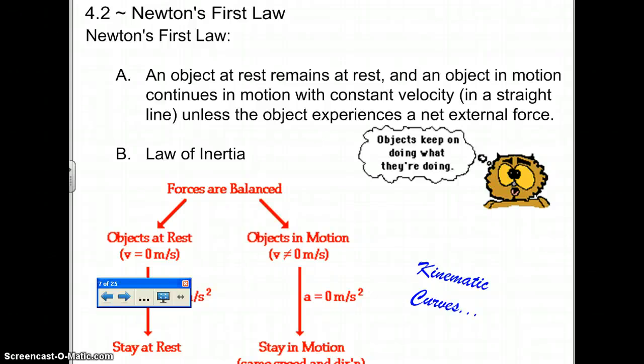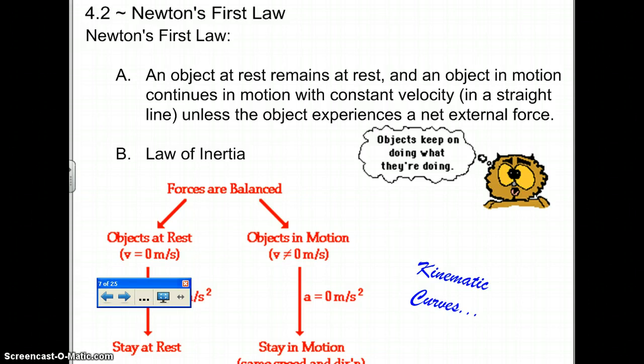Here's your second video on section 4.2, which will be talking about Newton's first law of motion and Newton's second law of motion, which is F equals ma. Newton's first law, by definition, now that you're in a physics classroom, is a little bit longer, a little bit more involved. It says an object at rest remains at rest, and an object in motion continues in motion with constant velocity in a straight line unless it experiences a net external force.